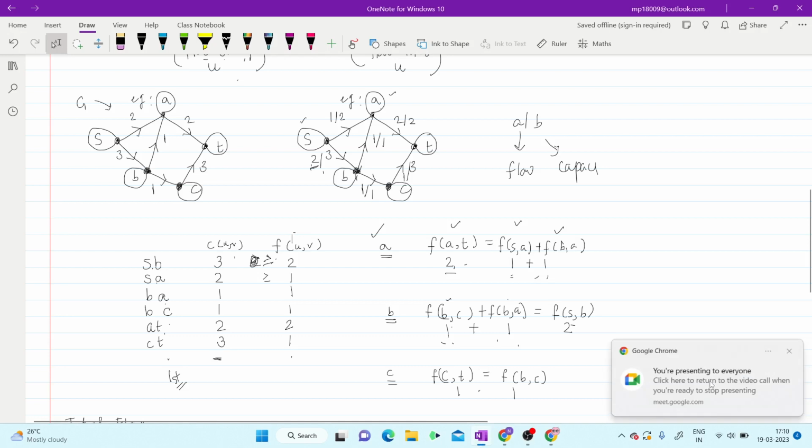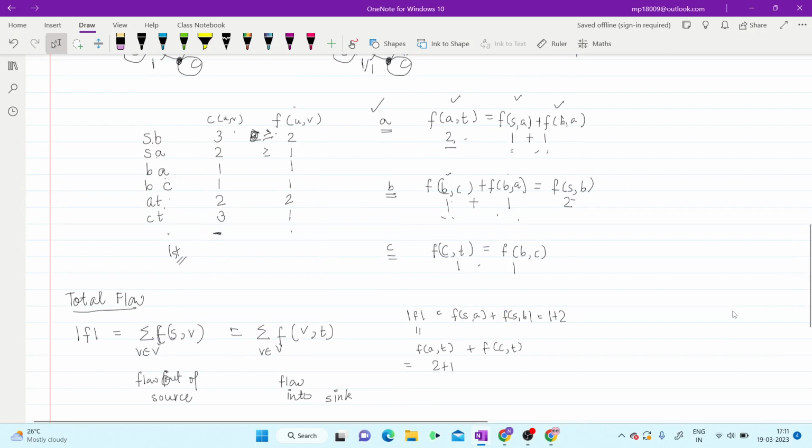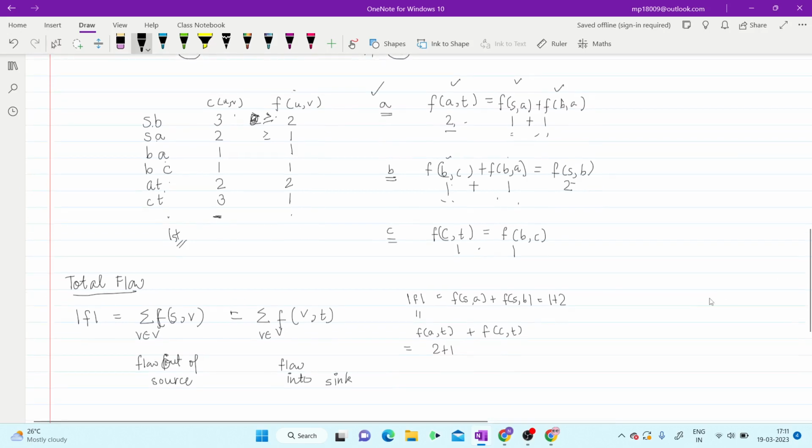Okay. So once we understand what a flow is, a flow is a function which assigns some non-negative real number to each of the edges. Now we also have a value assigned to a flow, which we call the total flow or value of flow. And what is the value of flow? The value of flow is basically either we compute flow out of the source or flow into the sink. What do I mean by flow out of source? Basically we are summing up flow values over the edges which are going out of S.